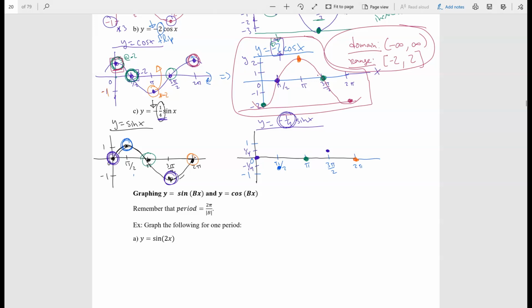So what you end up getting is a graph that kind of looks like this. It's a much shrunk version of the sine curve. I kind of squished it. Remember that the domain in this case is always going to be negative infinity to positive infinity. Remember that this is going to continue on. And the range, in this case, the lowest y value this can be is negative 1/4, and the highest y value this can be is positive 1/4. So this would be the domain and the range.